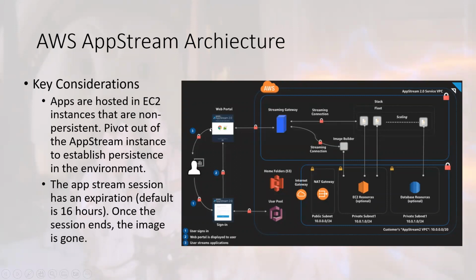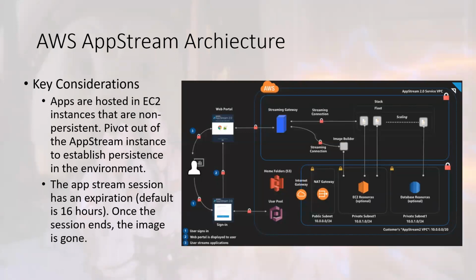After they're authenticated, in the back end of AWS there's the streaming gateway, and there are EC2 hosts, and they all live in a fleet. There's a stack, and it does some access control stuff. Image Builder is where the app is built and configured, and all this gets delivered to the user through a web browser.